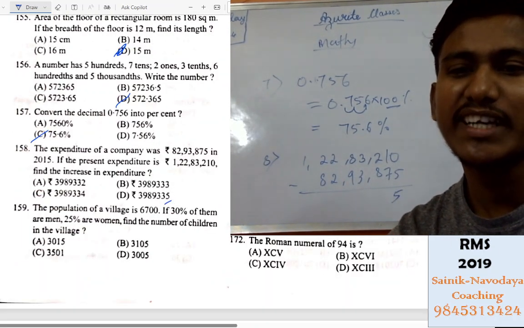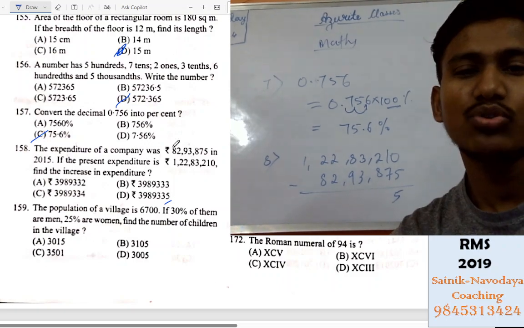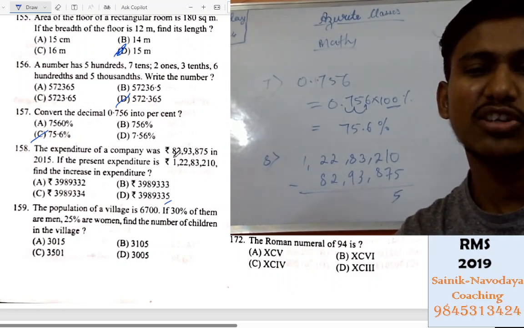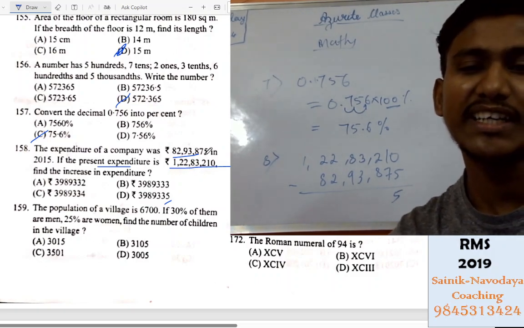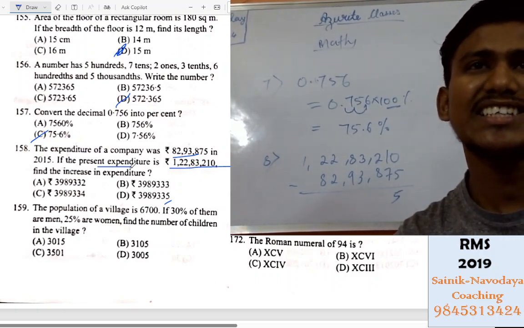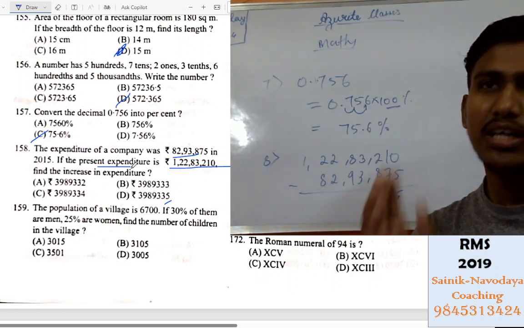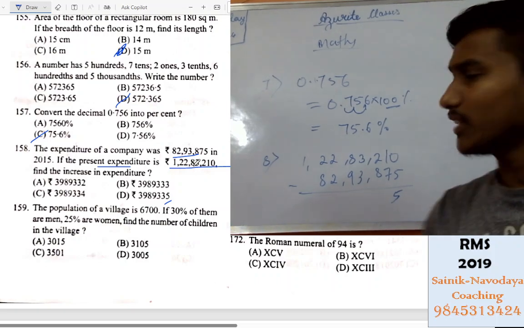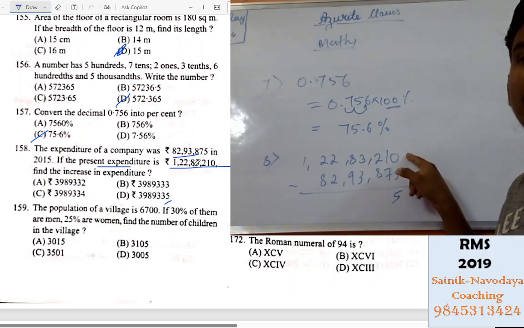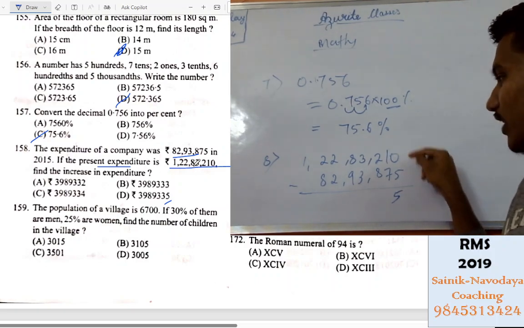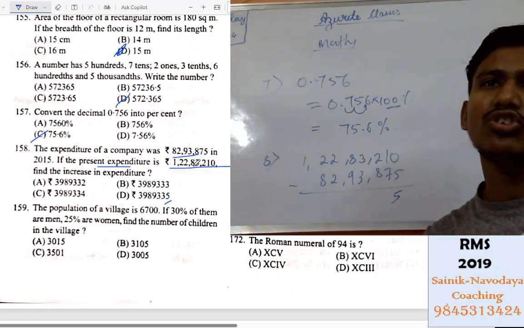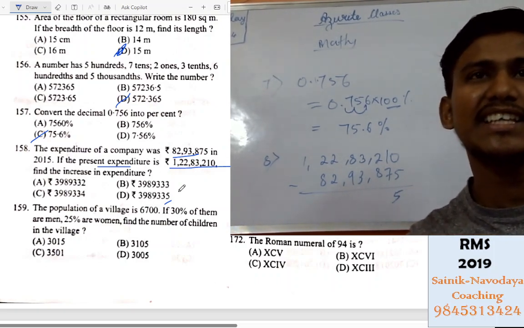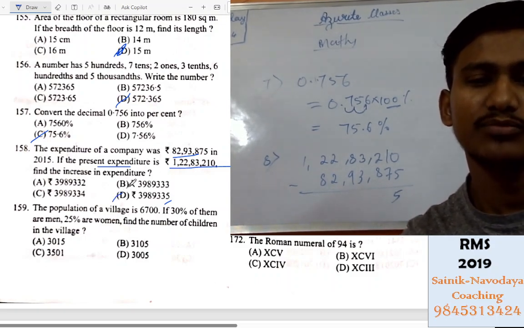See here, students, next question, that is 158. A company had an expenditure of this much. Next, it increased to this much, that is 1 crore 22 lakh 83,210. To find the increase, we just have to subtract. If you subtract these two numbers, in the last place there is 0 and here 5, so 10 minus 5 gives 5. Option D is the answer. Very easy.